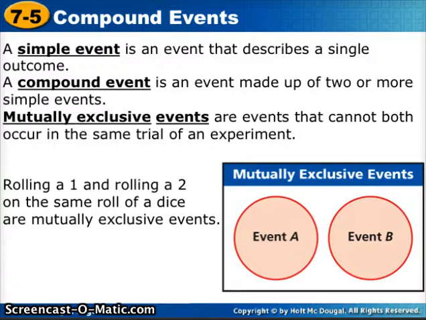Mutually exclusive events are events that cannot both occur in the same trial. So if they cannot happen at the same time, they are mutually exclusive. Rolling a 1 or a 2 on the same roll of a dice are mutually exclusive events, because you can't roll a dice and get both a 1 and a 2 at the same time. You can get one or the other. Mutually exclusive.